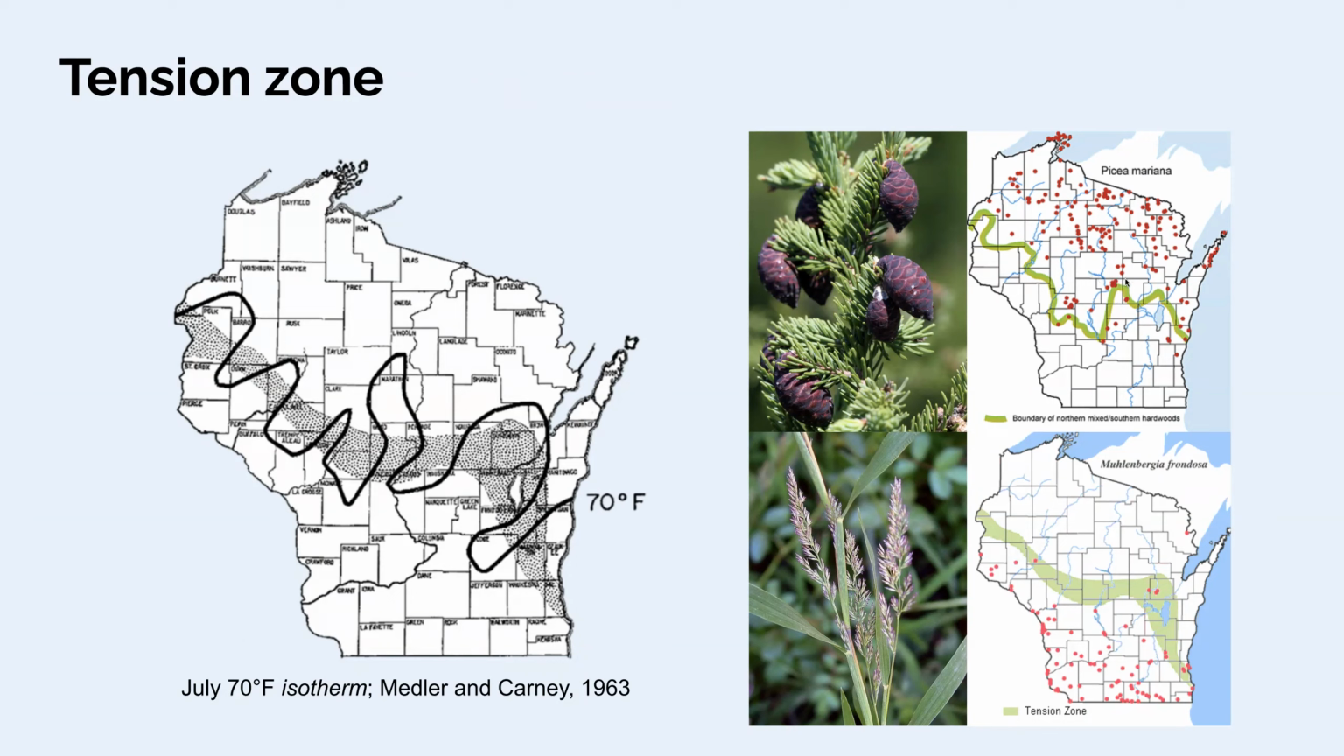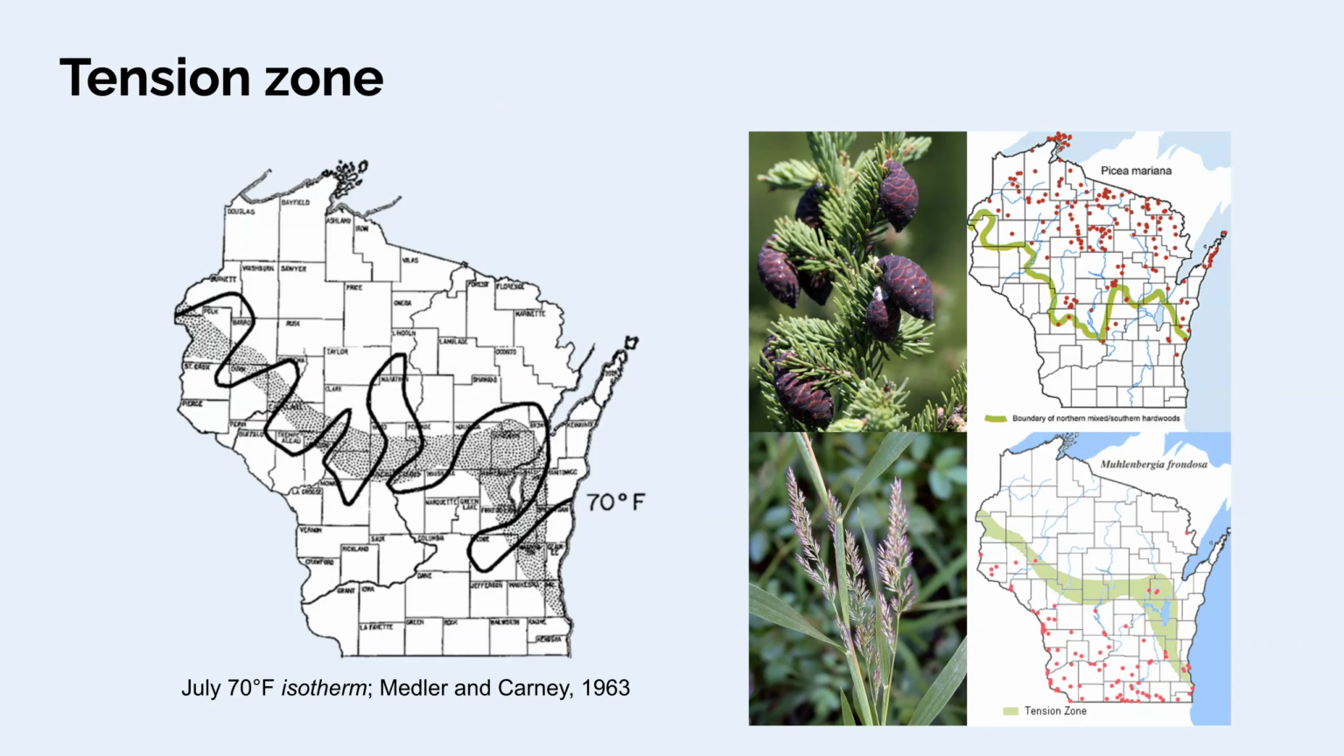So we have here the black spruce, this northern species found exclusively north of the tension zone. And then we've got this southern grass species, Muhlenbergia, that is found exclusively south of the tension zone. So this term tension zone kind of refers to groups of species that, if you looked at all species, this is the most consistent boundary between northern species and southern species, is kind of how it breaks down.